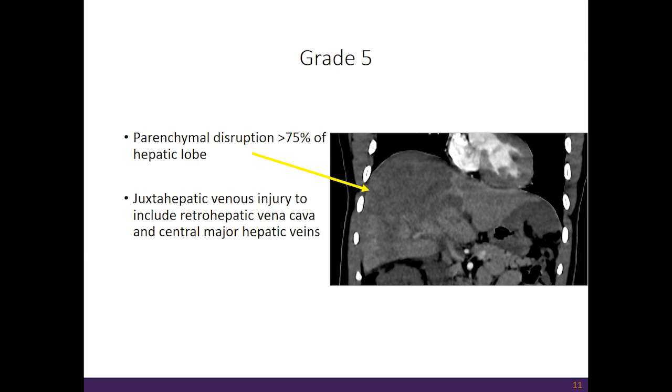A grade 5 injury is a parenchymal disruption of greater than 75% of the hepatic lobe, which is what you're seeing here, where there's nearly complete hypoattenuation involving nearly the entire liver, certainly most of the right hepatic lobe. That, or juxtahepatic venous injury to include the retrohepatic vena cava and central major hepatic veins.